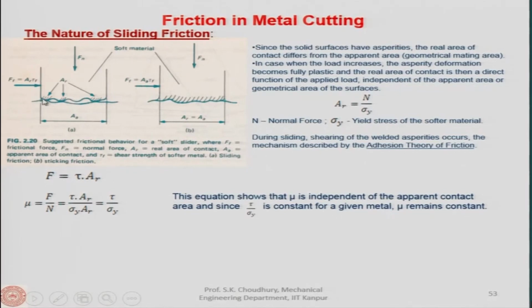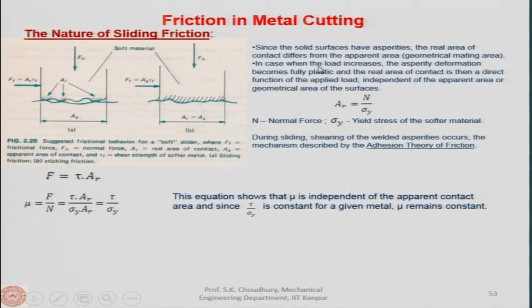The real area of contact will be on the asperities when the 2 surfaces are meeting. This surface has asperities as well as that surface. Mind it, these 2 are different surfaces. Let us say this is one part and this is another part. The apparent area is the geometrical area, which is let us say AA, and this is the actual area.